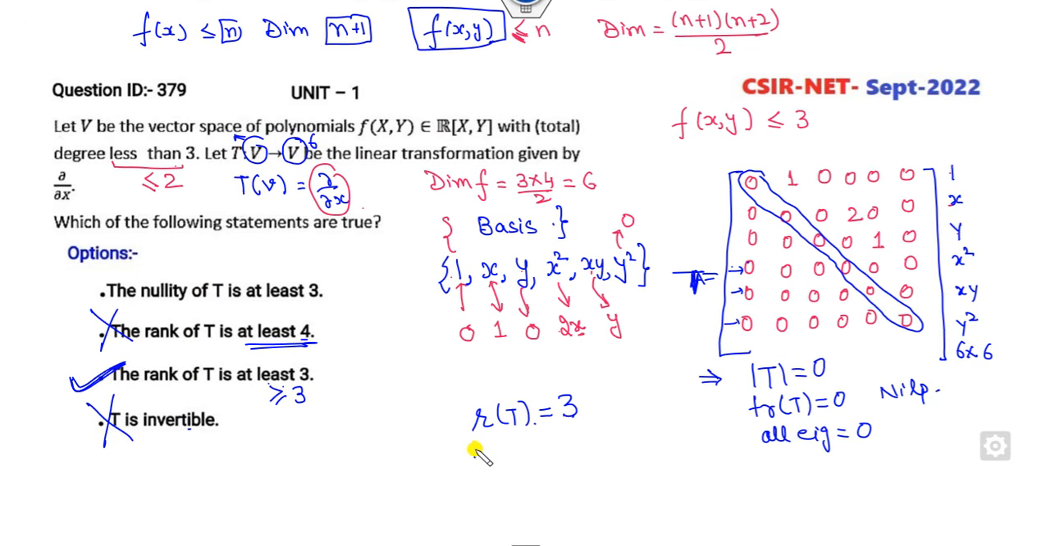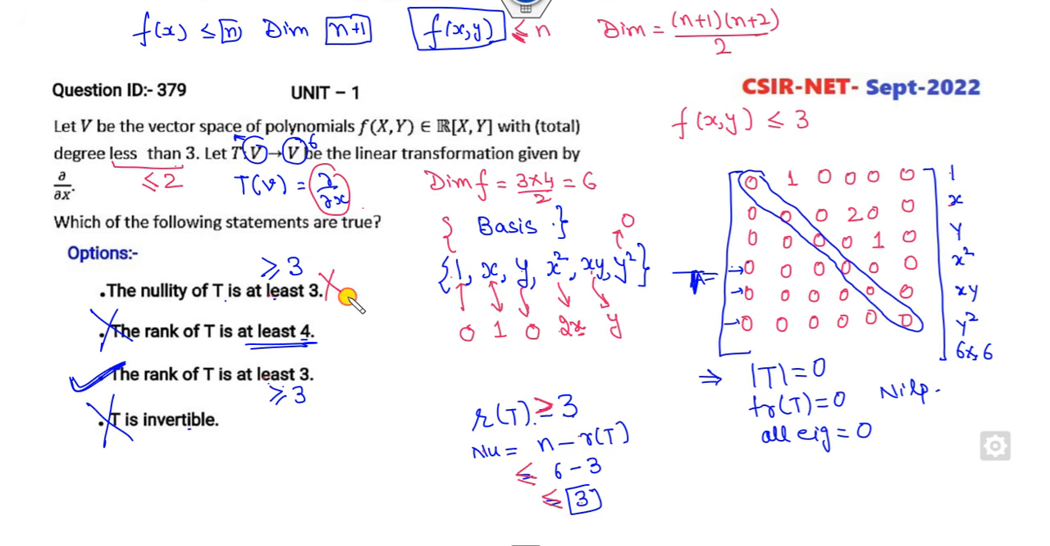Nullity, how can you find the nullity? By using the rank-nullity theorem, n minus rank of T. So n is 6, 6 minus 3, because the rank is 3. So nullity will be 3, but he said nullity is at least 3, greater than or equal to 3. But now you can see, if I substitute here, it is less than or equal to 3. So nullity will be at most 3.